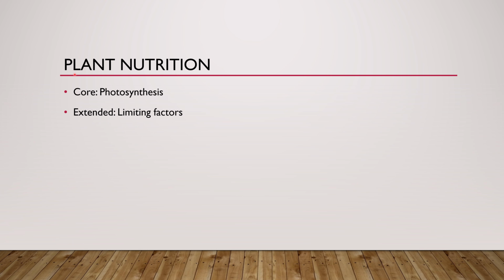This unit is about plant nutrition. At core level, students learn the basic process of photosynthesis. Students are expected to know that photosynthesis is the process by which green plants make their own food. Recall the word equation for photosynthesis, like carbon dioxide plus water.